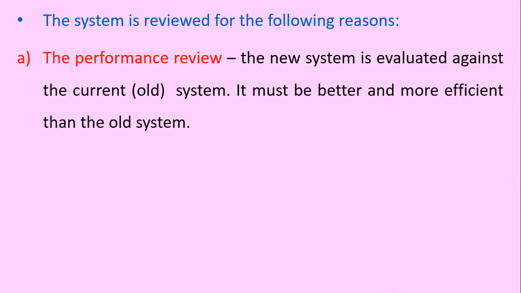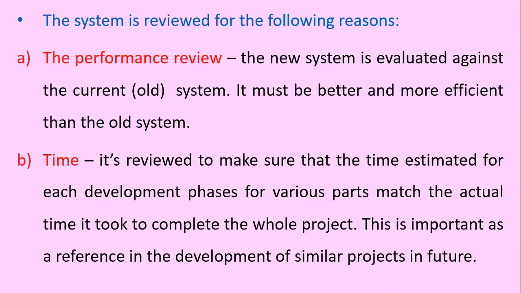The system is reviewed for the following reasons. Number one is performance review. The new system is evaluated against the old system, that is the current system. It must be better and more efficient than the old system. Number two is time. It's reviewed in order to make sure that the time estimated for each development phase matches the actual time it took to complete the whole project. This is important as a reference in the development of similar projects in the future.